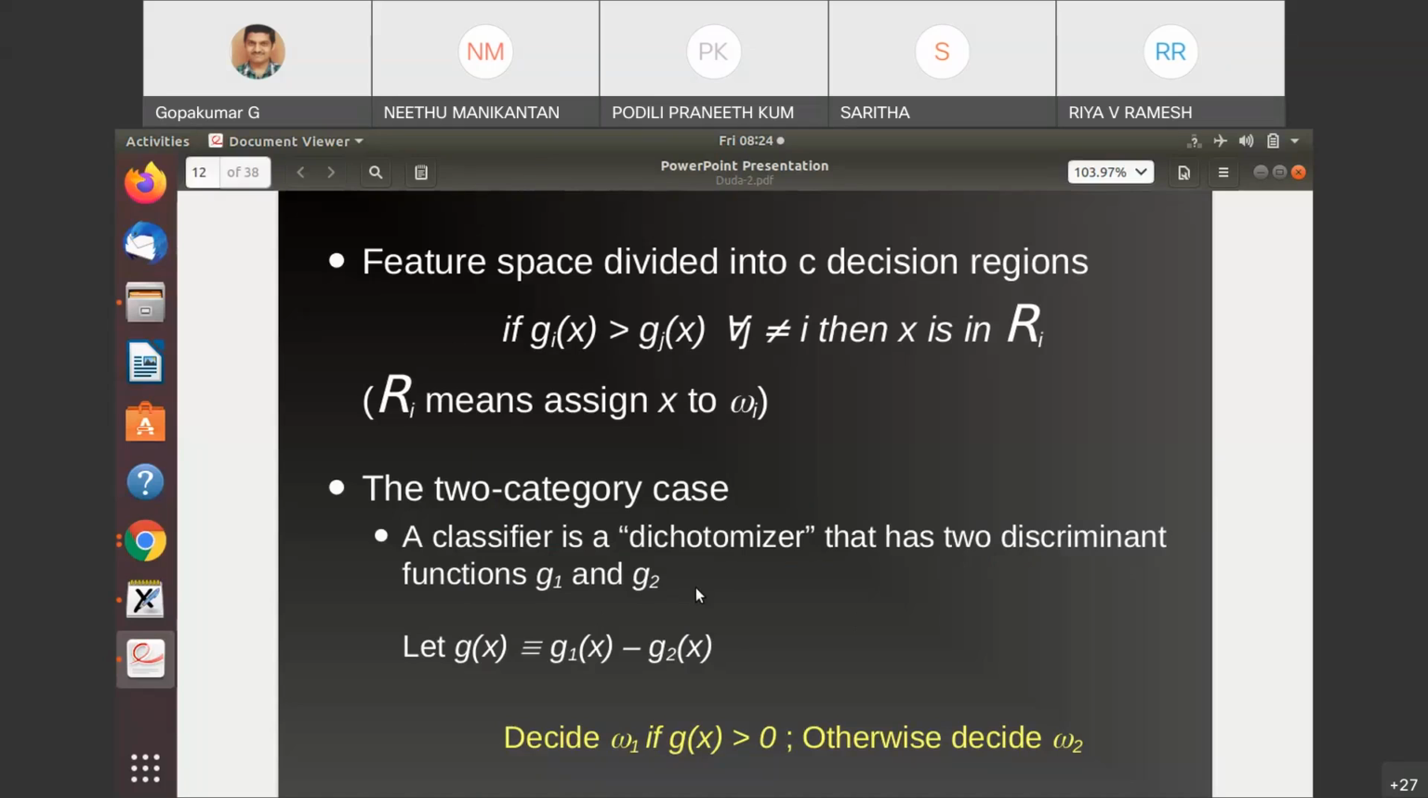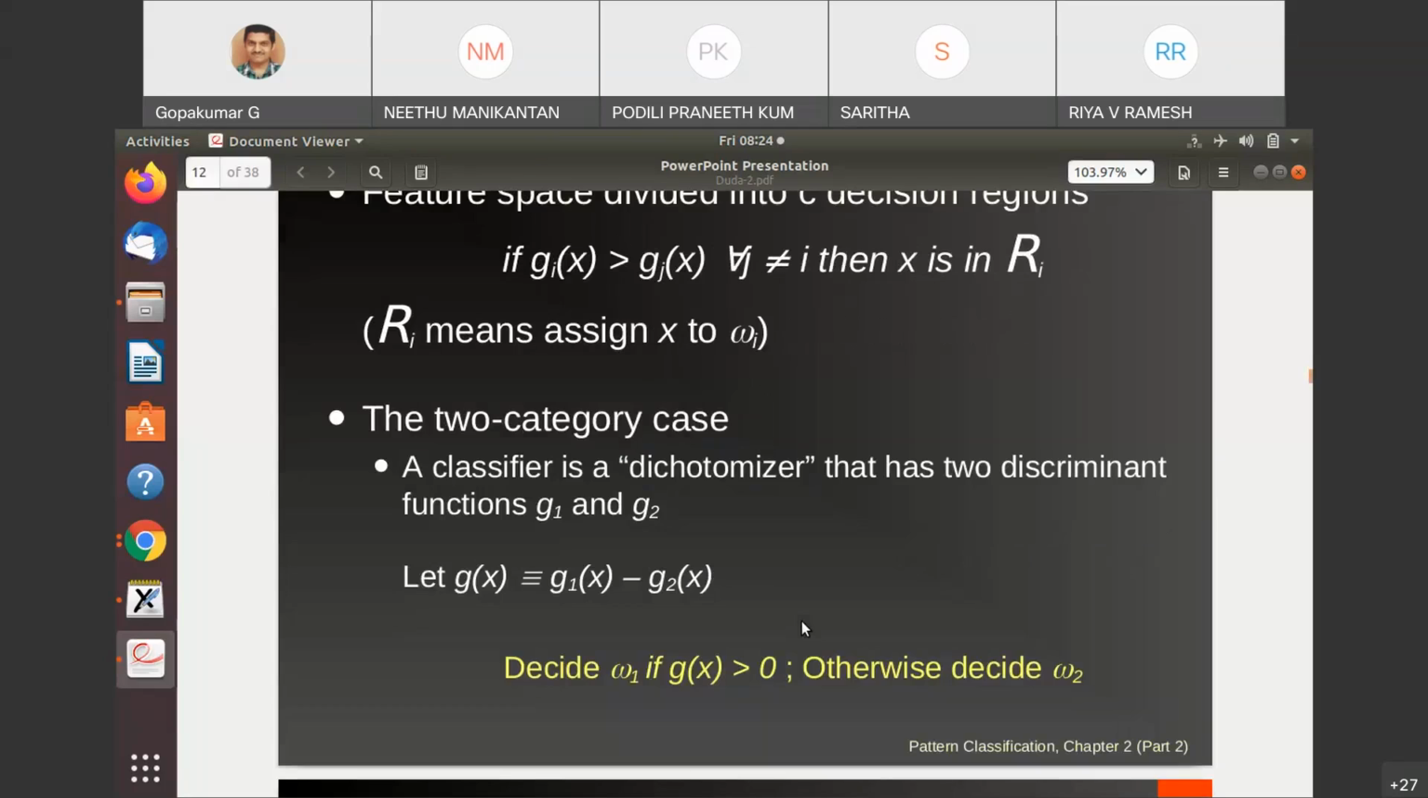But whenever we have a two category case, we don't actually need two discriminant functions. Using the two discriminant functions, we can define a single decision function, which is the difference between g1 of x and g2 of x, that is g of x. That way we can simplify the case. And now, looking at the value of g of x, whether it is positive or negative, we can say which one among g1 of x and g2 of x is larger.